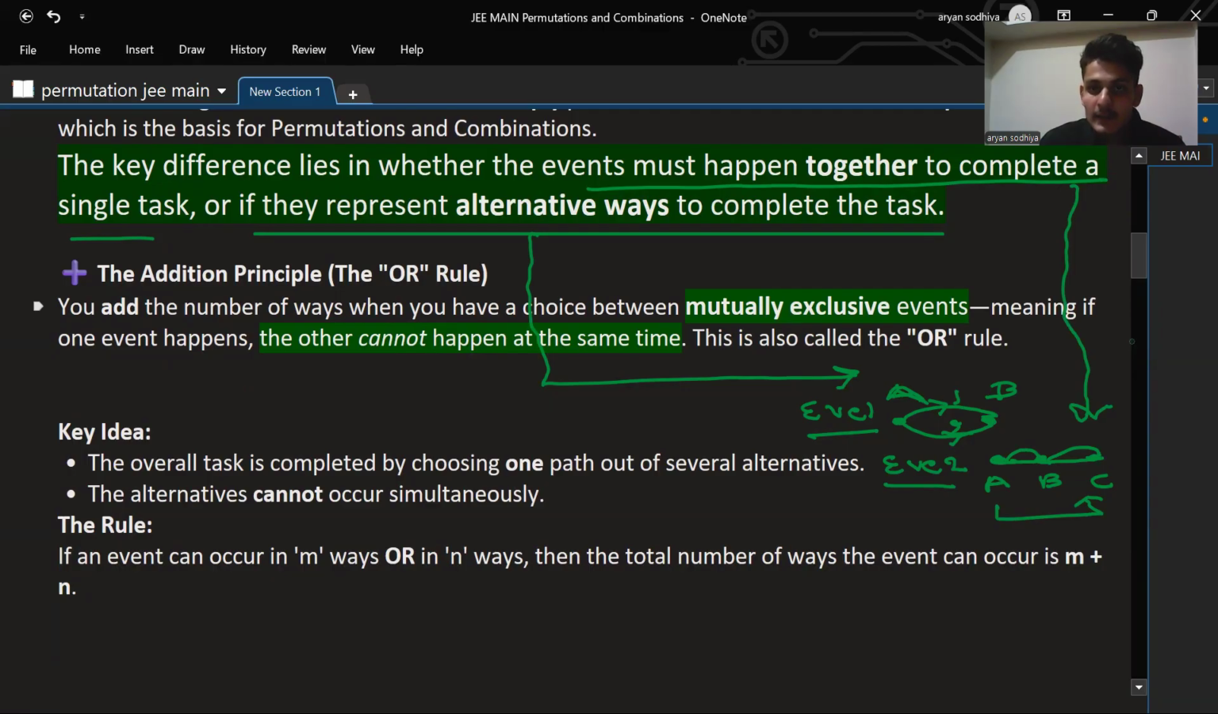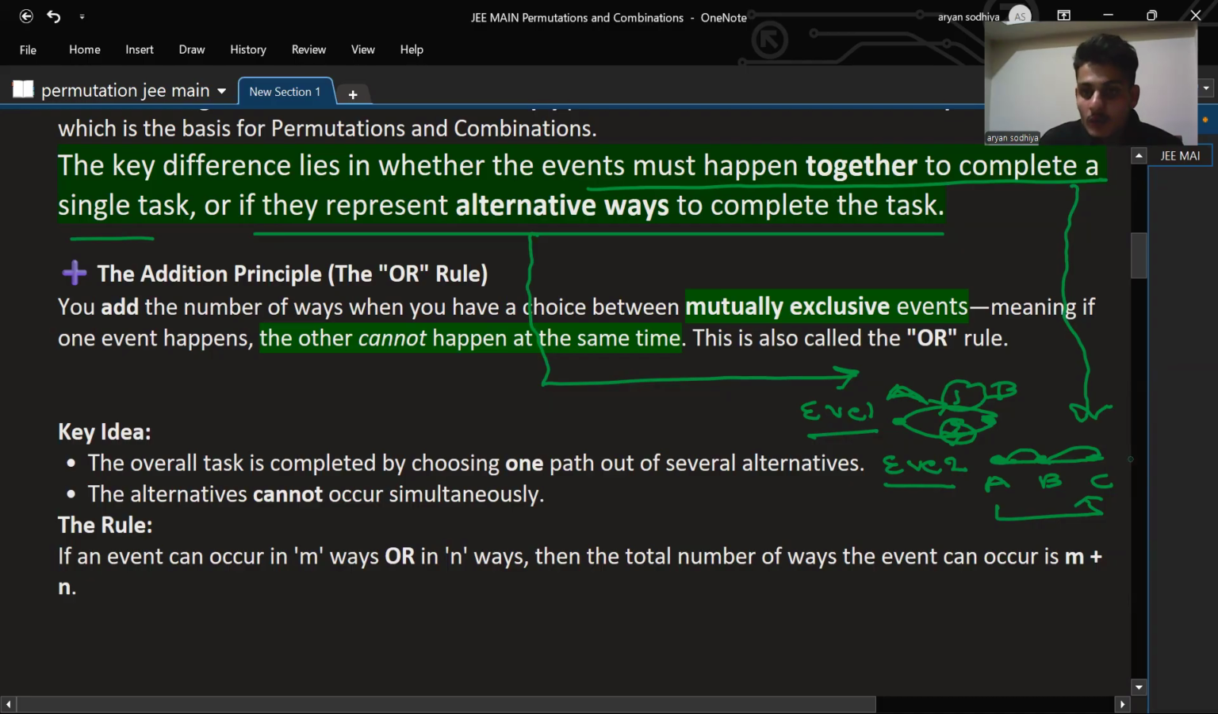These are the alternative ways. One and two are the alternative ways. This one and this two are the alternative ways of going from A to B. But when I'm going from A to C, these are not alternative.